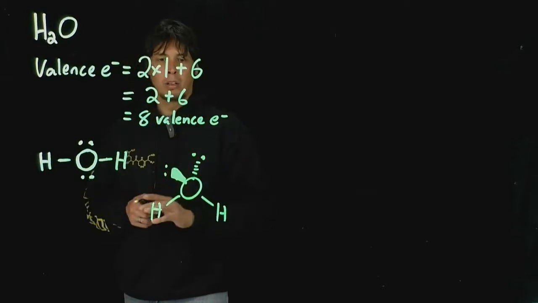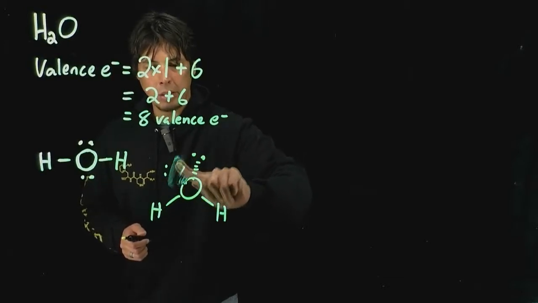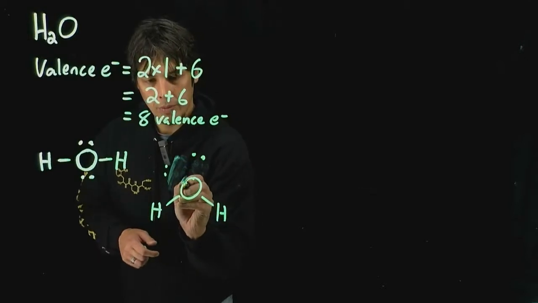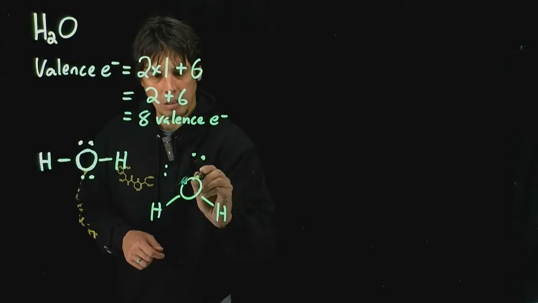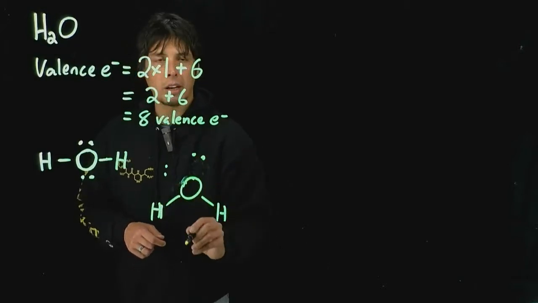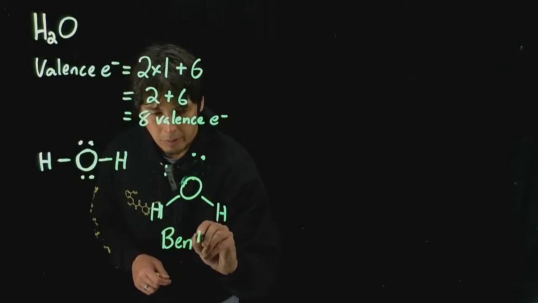Okay, and then, of course, when we consider the actual geometry, we're not going to look at the lone pairs. We're not going to consider them in our geometry. We're just going to look at the hydrogen, oxygen, and hydrogen atoms. And so this is going to have a bent geometry.